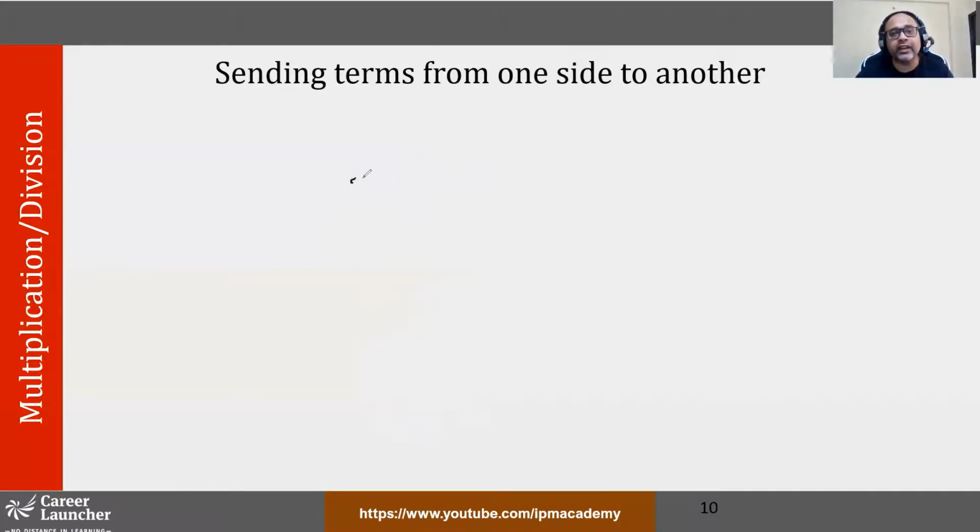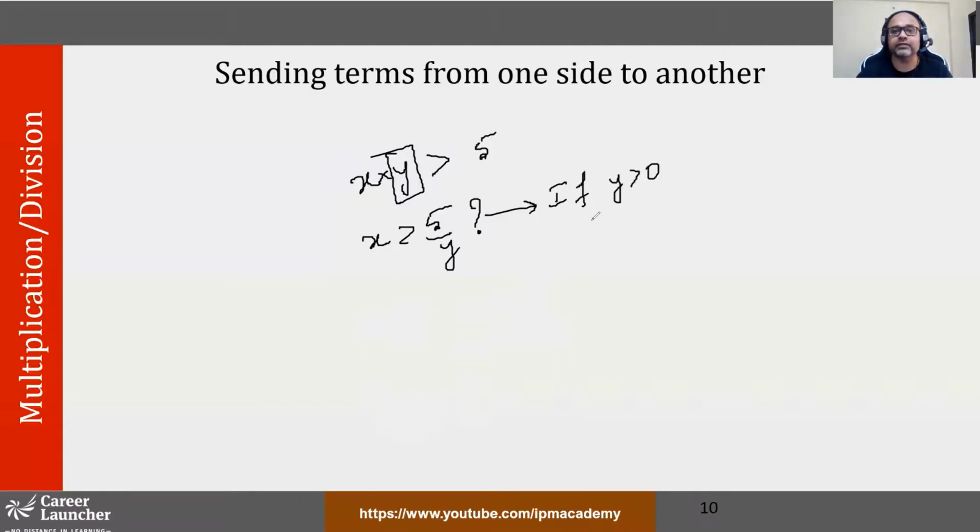What if I write x into y is greater than 5? Can I write x is greater than 5 by y directly? I can't. Why can't I write that? Because I don't know the sign of y. This is only true if y is positive. If y is negative, then my answer will become x is less than 5 by y. So depending upon the sign of y, the sign changes accordingly.